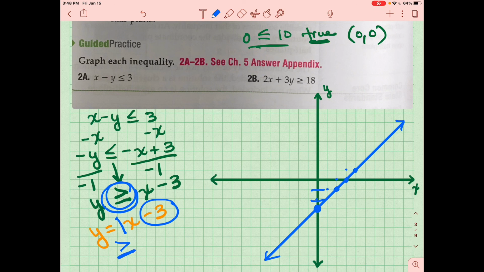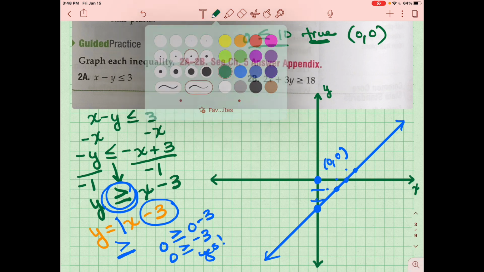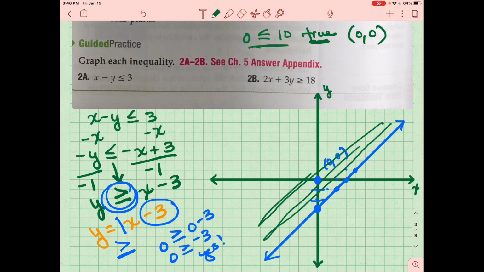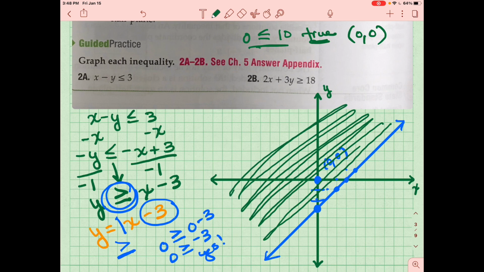All right, where do I color? Top or bottom? Well, I'm guessing it's going to be above because it says y is greater than. But if I want to test that, I'm going to go back to this 0 and 0 because it's such an easy one to test. Let's plug those numbers in. 0 is greater than or equal to 0 minus 3, or 0 is greater than or equal to negative 3. Yes, it is. So I'm going to color over the 0 and 0 point, because this area has all of the solutions that make my inequality true. Okay?